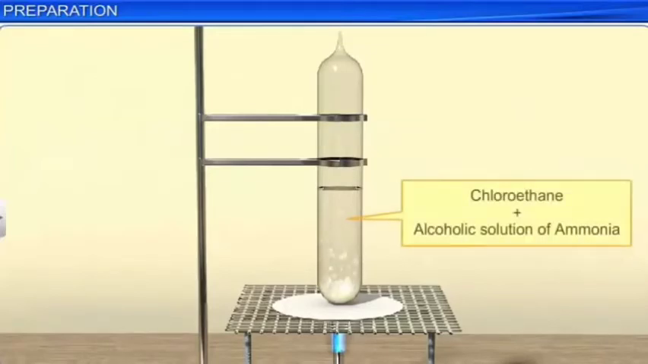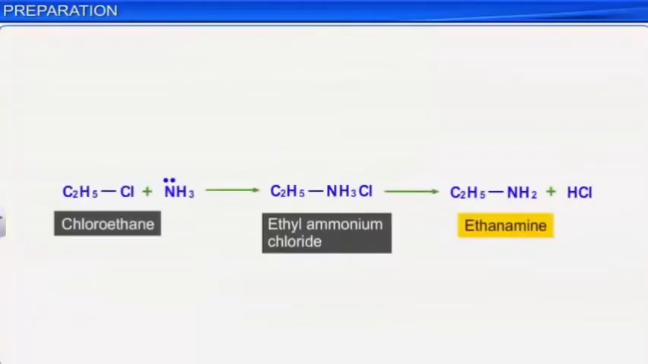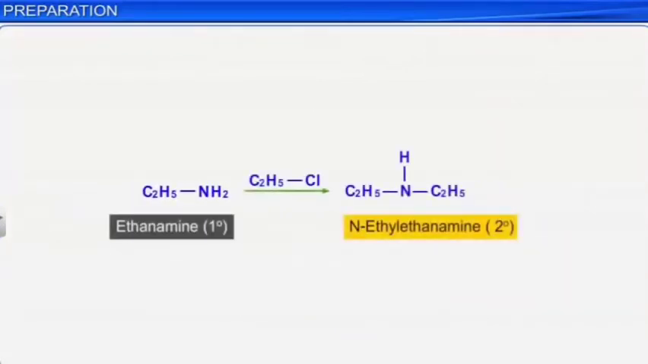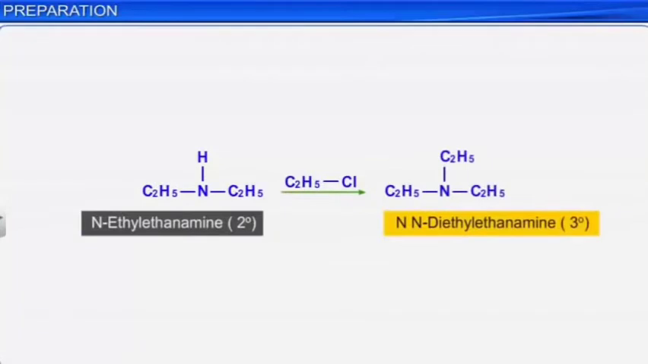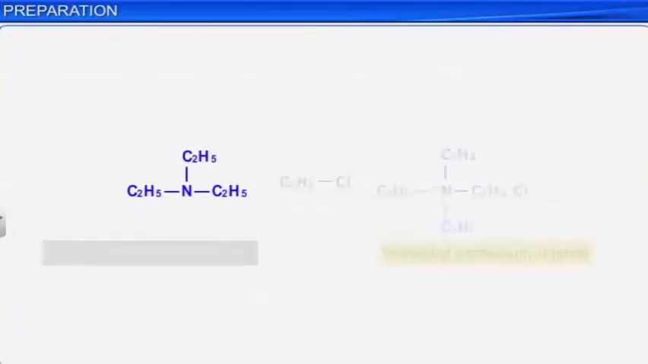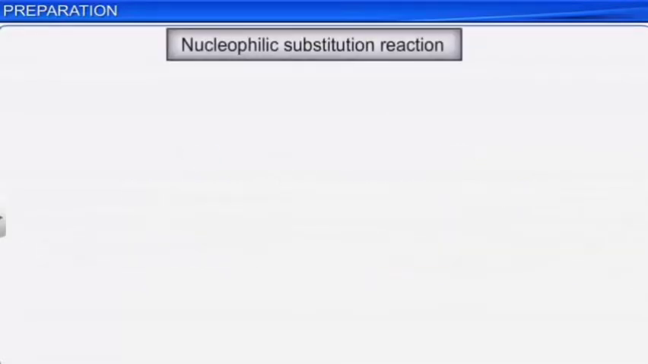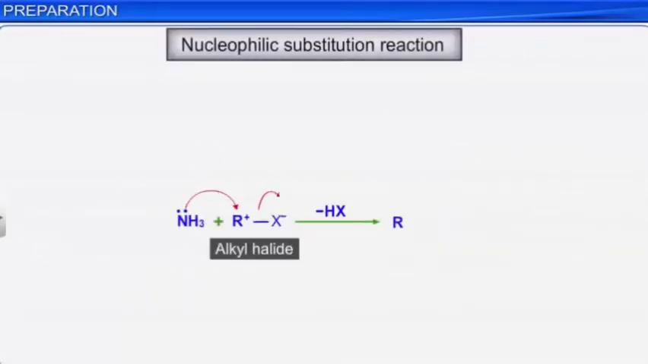For example, when a mixture of chloroethane and alcoholic solution of ammonia are heated in a sealed tube at 373 Kelvin, a mixture of ethanamine, N-ethylethanamine, N,N-diethylethanamine, and tetraethylammonium chloride salt is produced. This is a nucleophilic substitution reaction where the halogen atom is substituted by the amino group.